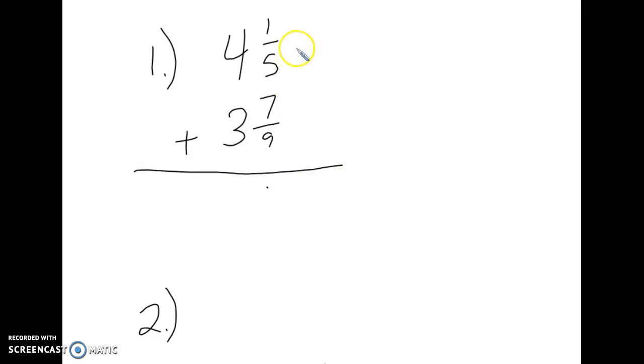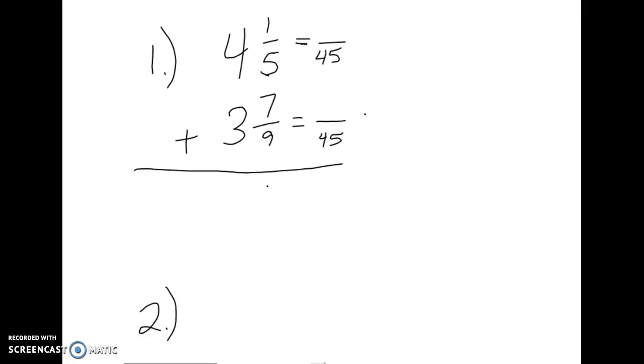When we did this problem, our first step was to find the least common denominator. The least common multiple, or denominator, is what? You should have gotten 45. Okay, so 45. And now that we have our new denominators, we need to figure out our numerators.